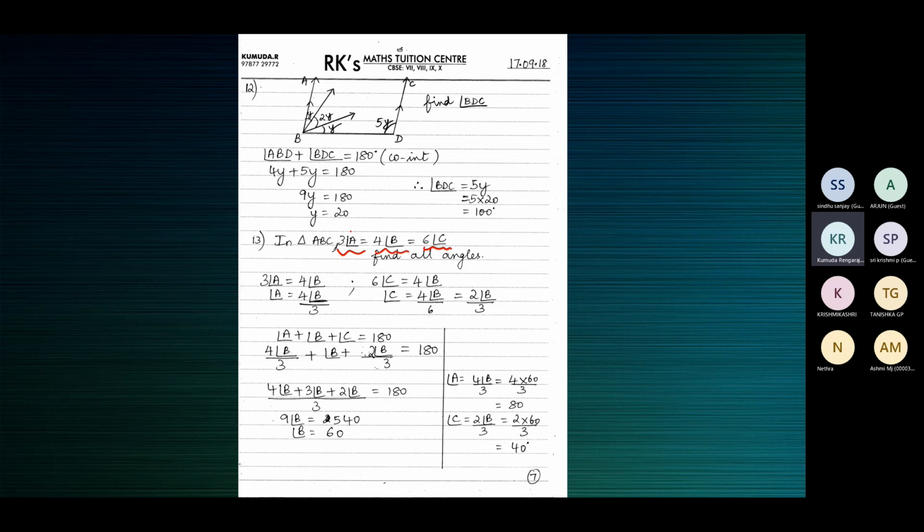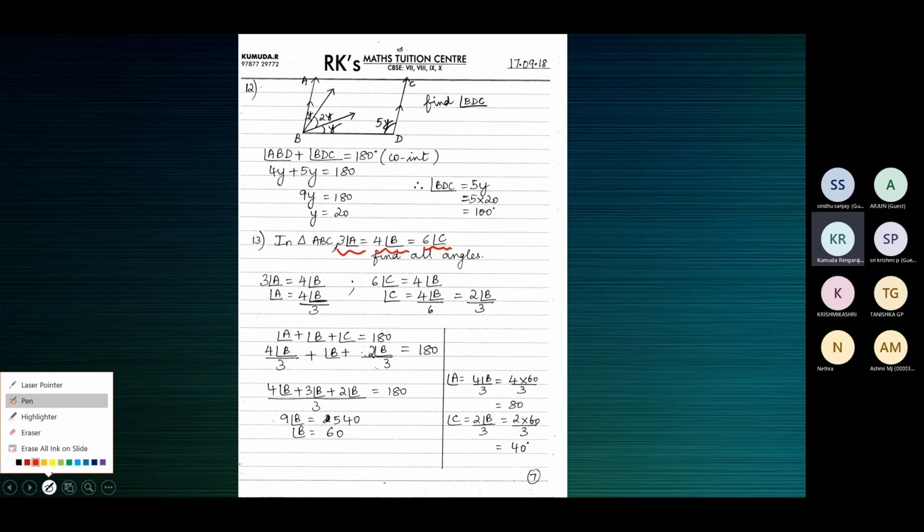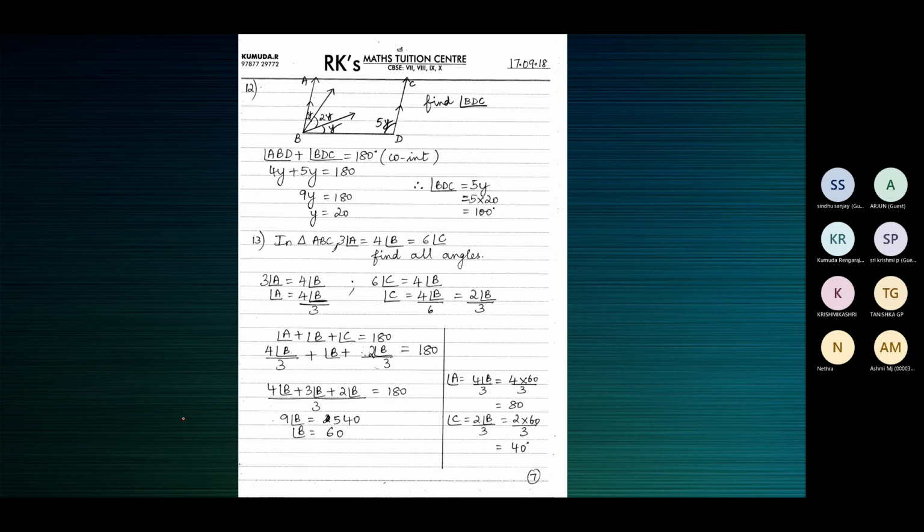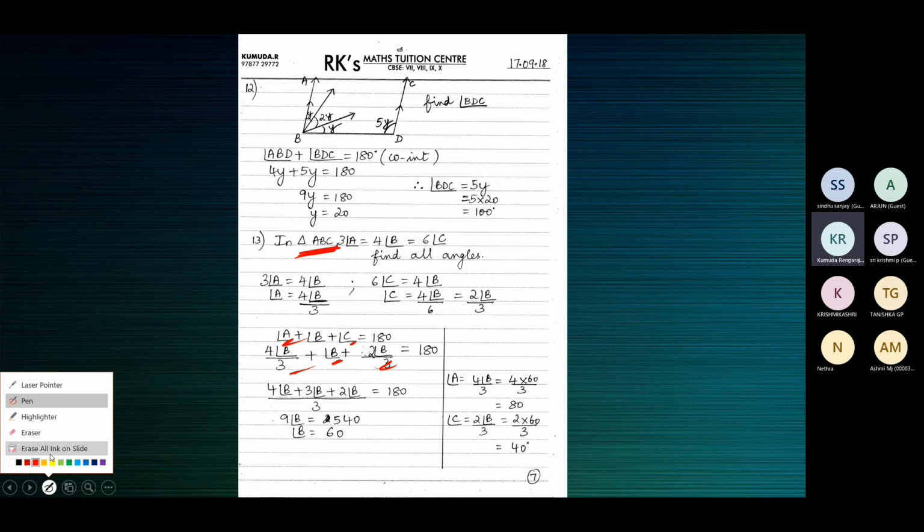I'll tell you another method also. What I have done here is, we know that it's a triangle, children. So we know that the sum of the three angles in a triangle is equal to 180. So you fix any angle. So I have fixed angle B. I'm trying to get A and C in terms of B. That is the idea.